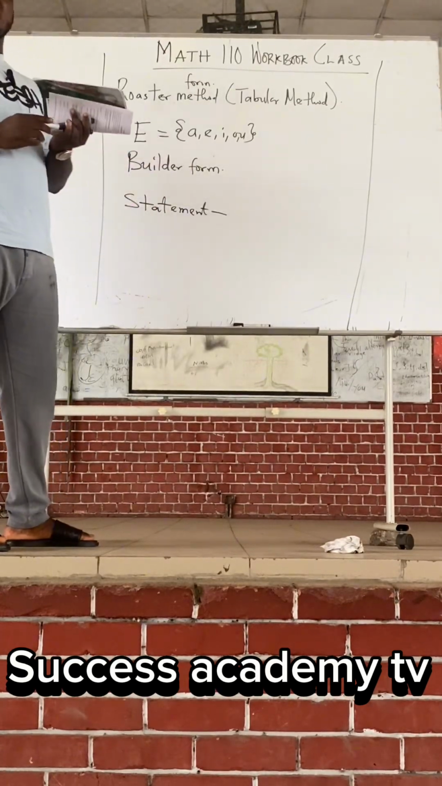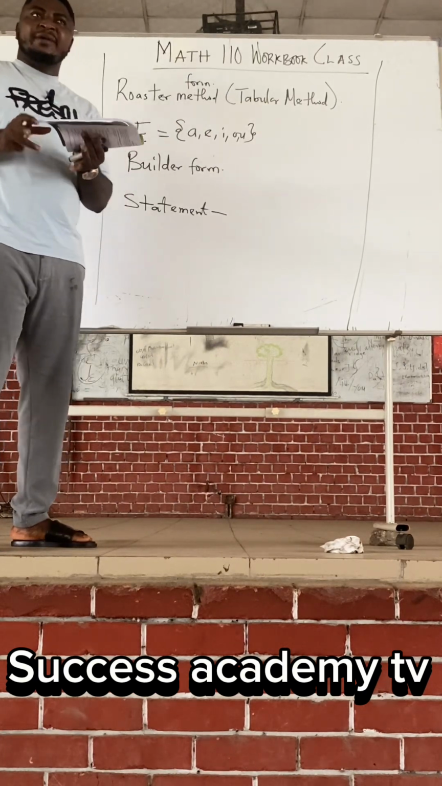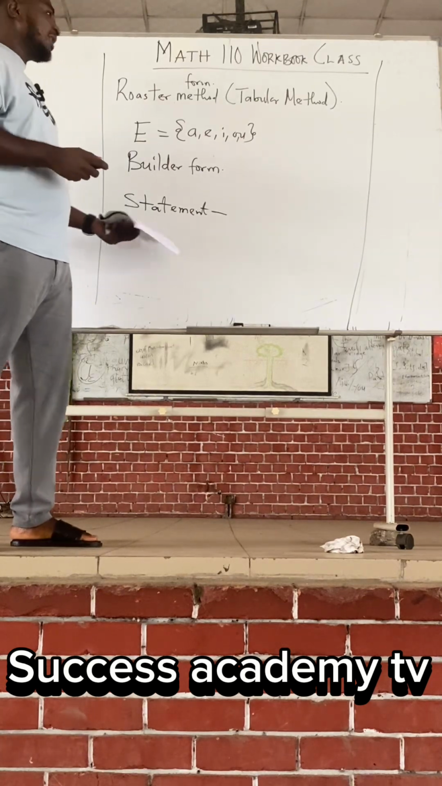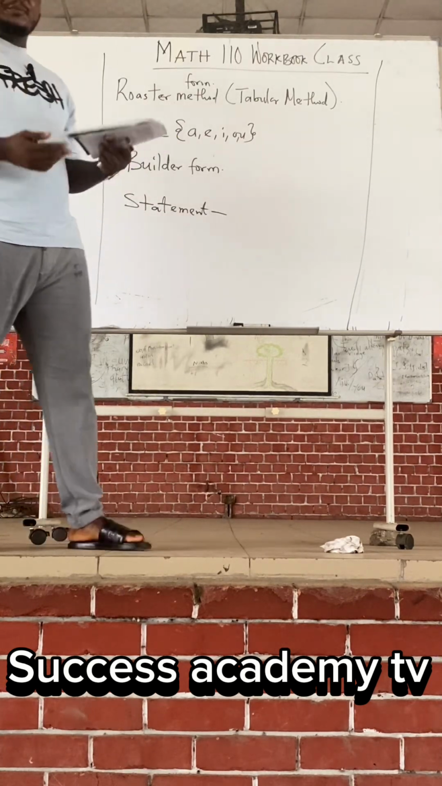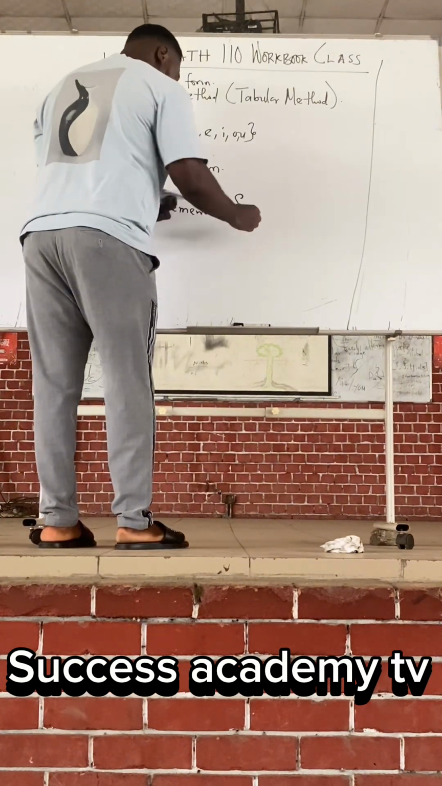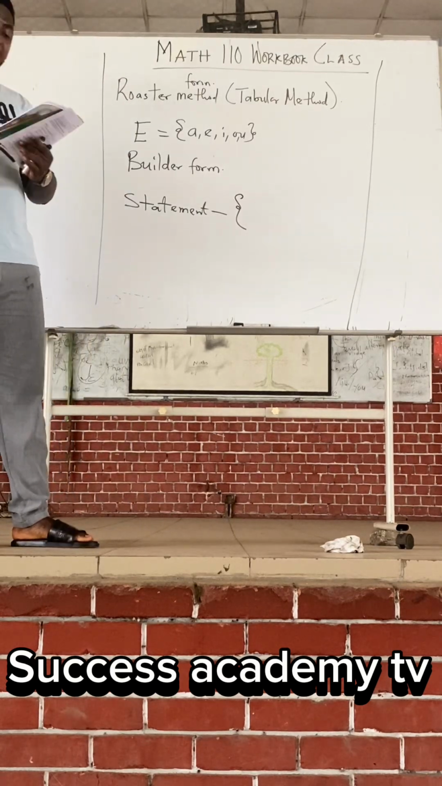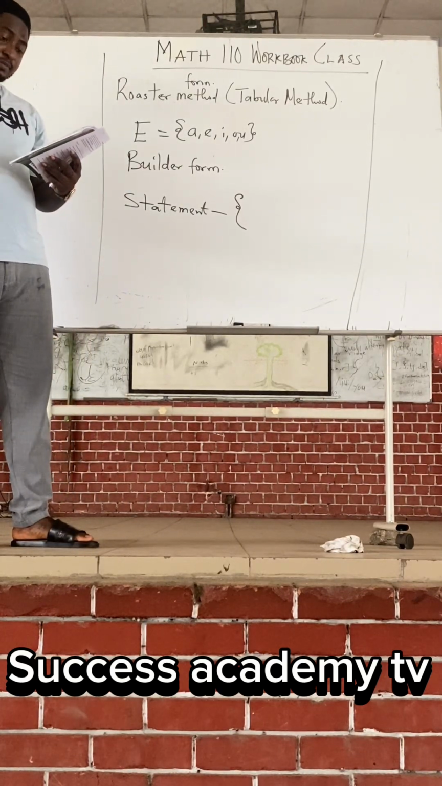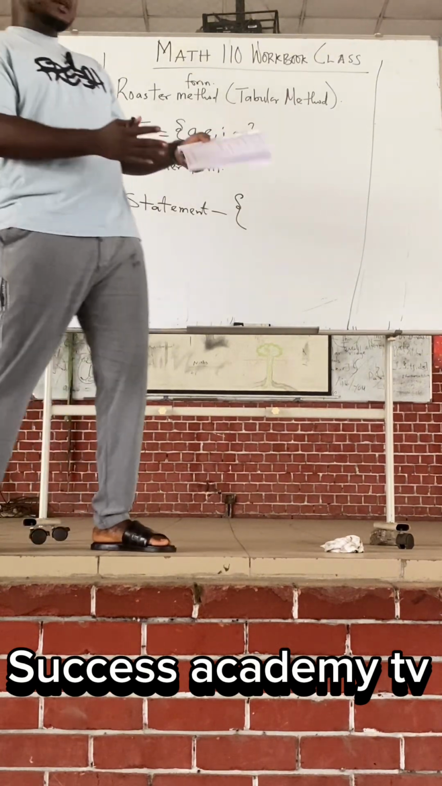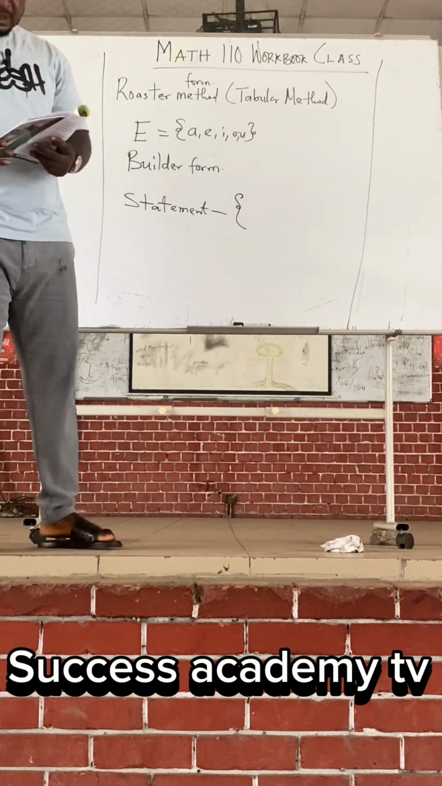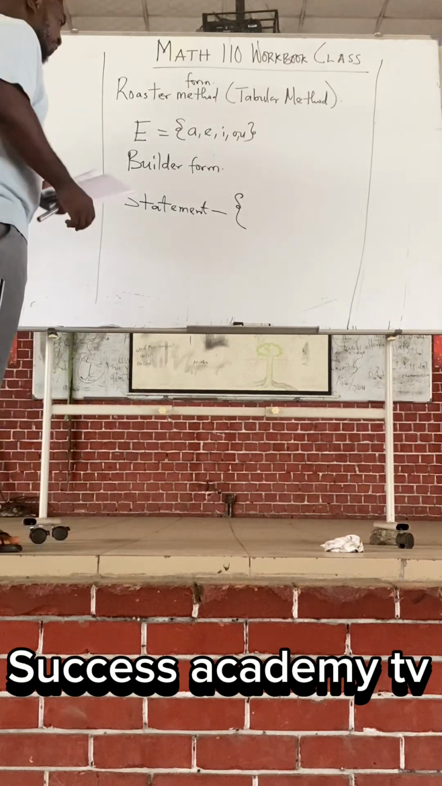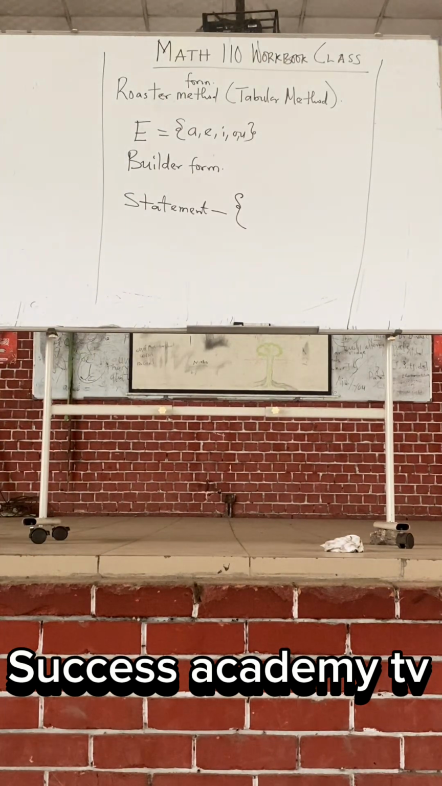In the roster form, the members of the set are listed out outrightly. In the builder form, you are given either a bit of algebra or something that you need to figure out before you discover the members. In the statement form, a statement is made that can help you discover the members of the set. For example, class, look at this. Vehicle brands in Nigeria is a statement form. Names of local government area councils in Rivers State. That's a statement, right? From the statement, you can now discover the members of the set. But in the builder form, they don't give you the members of the set outrightly.